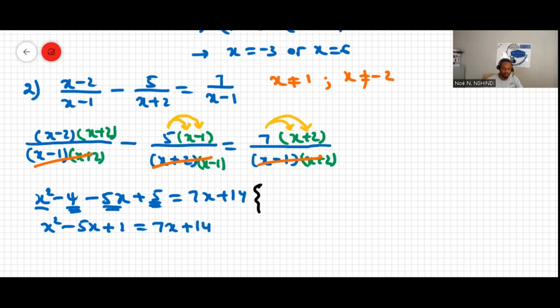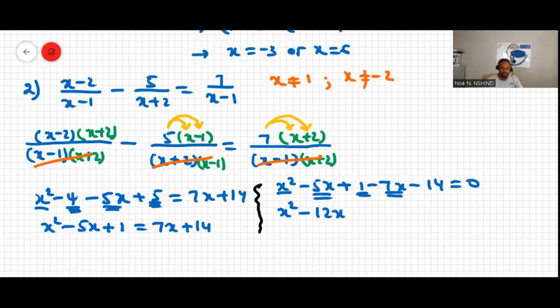Then we can move 7x plus 14 to the left-hand side. So it's going to be x squared minus 5x plus 1 minus 7x minus 14 equals 0. And then x squared is there. Negative 5x and negative 7x makes negative 12x. And then positive 1 and negative 14 makes negative 13 equals 0.